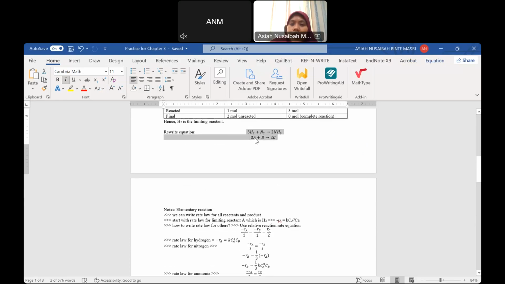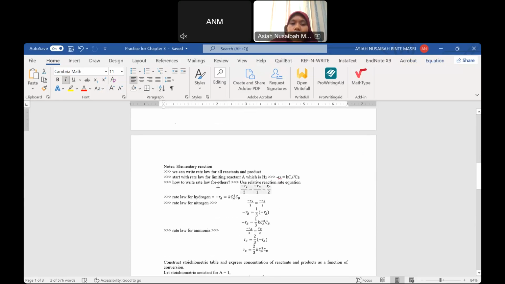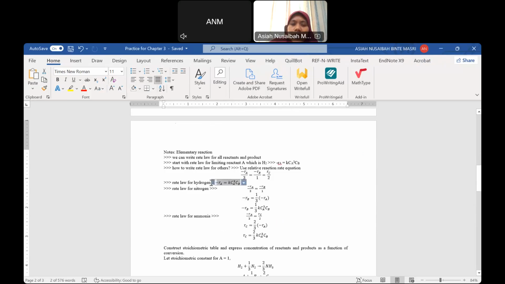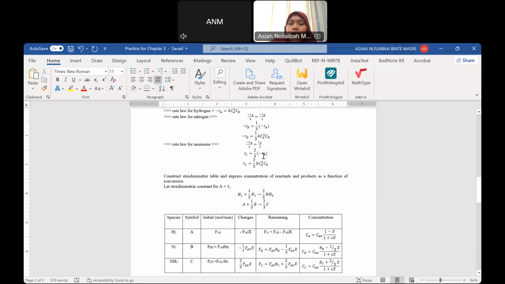When you translate, you find the limiting reactant already, and you can rewrite the equation into the correct form where we start with the limiting reactant first, A. Then we translate the reaction equation into the rate law, because it mentioned an elementary reaction. So you can find the rate law for the limiting reactant. You can also find the rate law for other reactants and products based on the relative rate equation. So now you have translated every piece of information in the paragraph into useful information. Then only you proceed.